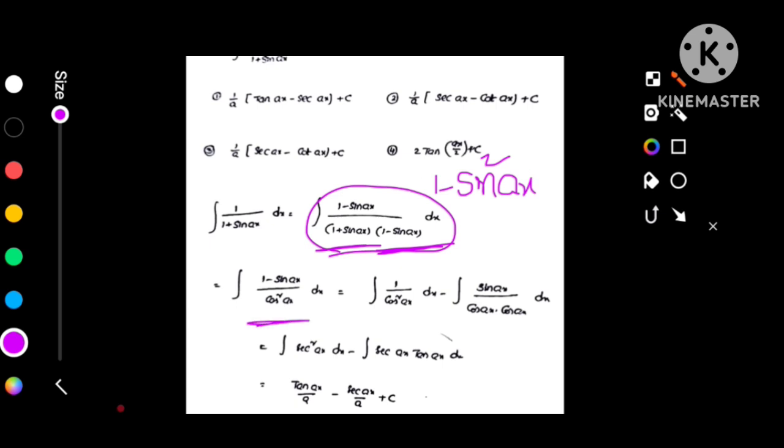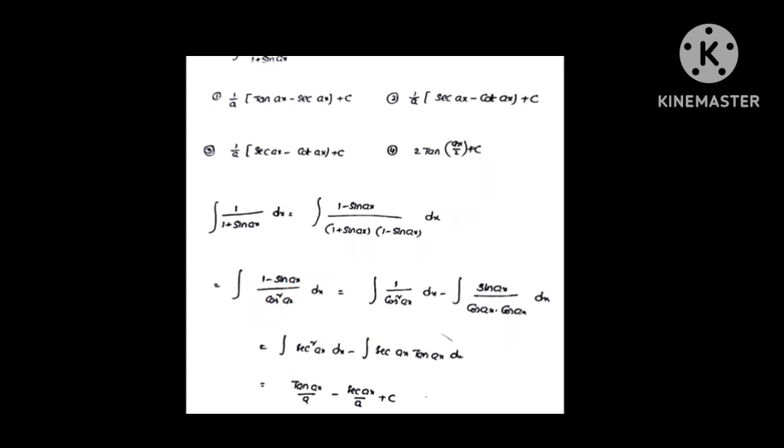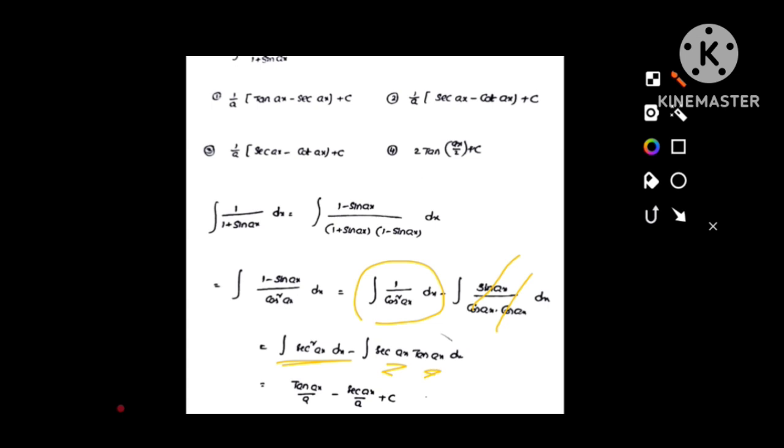Now separate the denominator: 1 by cos square ax minus sin ax by cos square ax. Understand all of you? 1 by cos square ax, and the next value sin ax by cos square ax. But in the second term I am writing cos square ax as cos ax into cos ax. Now 1 by cos square ax is equal to secant square ax. Here 1 by cos is equal to secant, sin by cos is equal to tan. Okay, now applying the formulas.